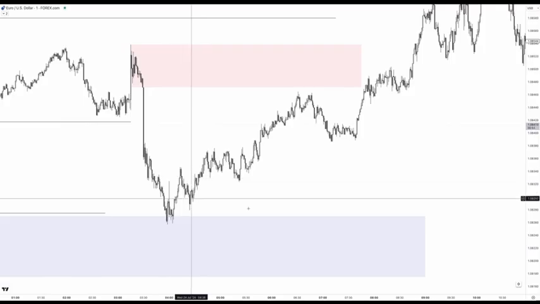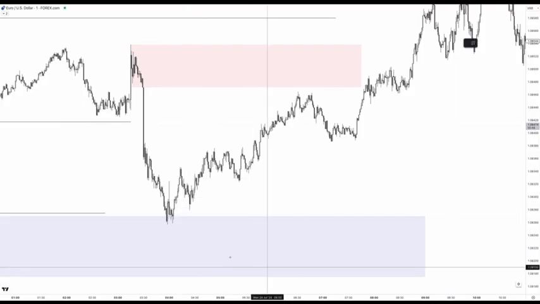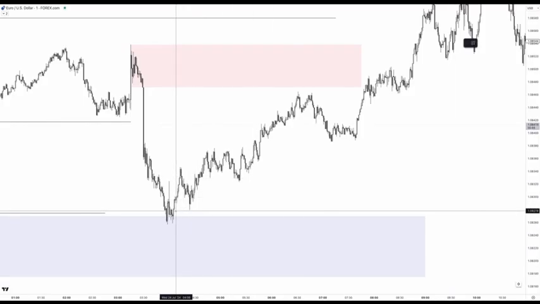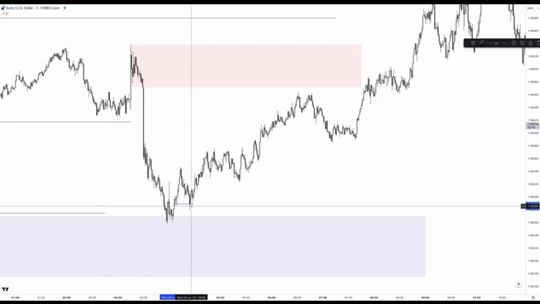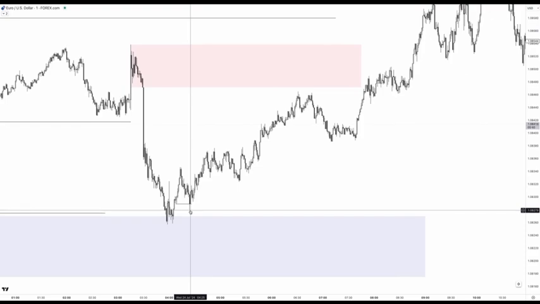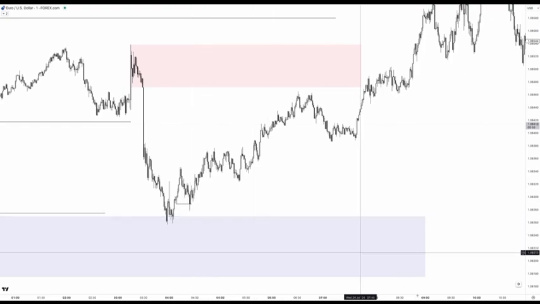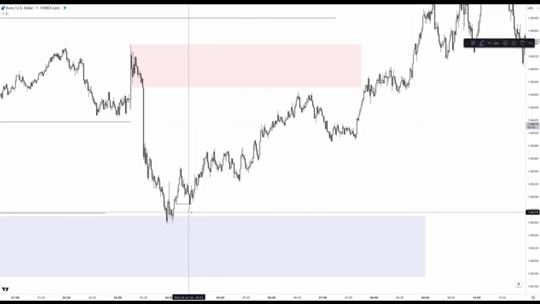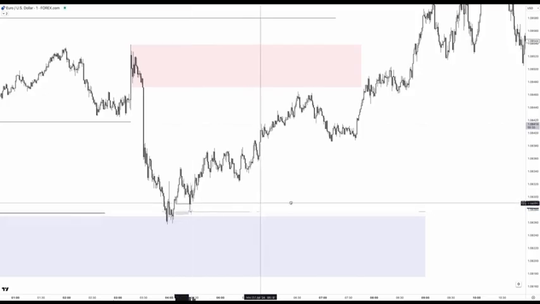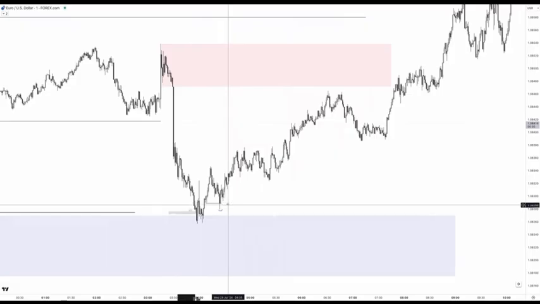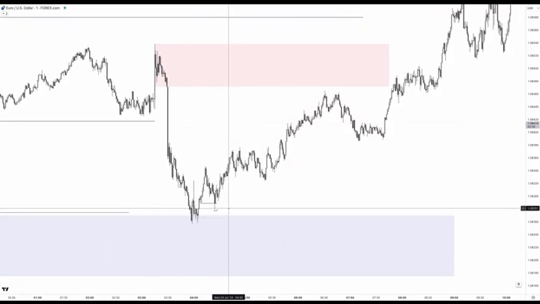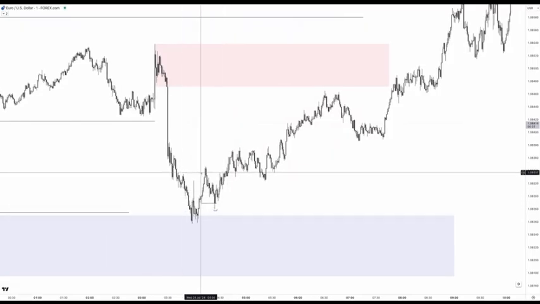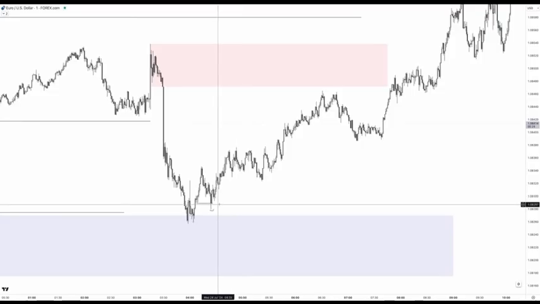However, it comes lower and sweeps this right here, sweeps that low right there. Now this becomes your liquidity block. Can I take it straight away from this liquidity block? No, I wouldn't, because the highs were just swept, so I'd have to see more price action form.